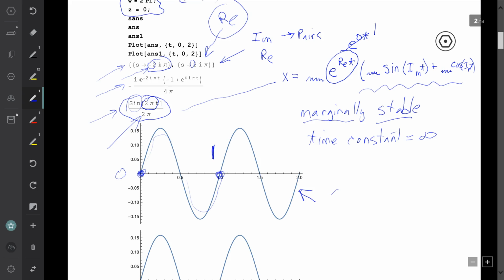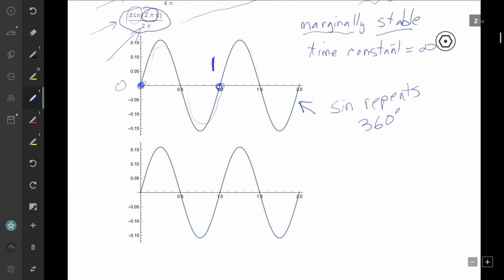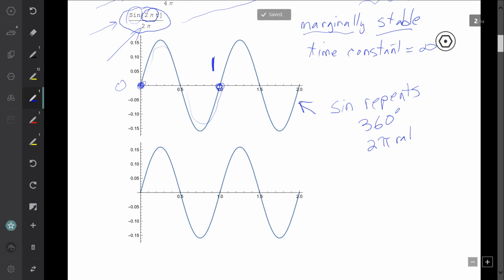The sine and the cosine repeat at 360 degrees. Every 360 degrees it repeats. 360 degrees is 2 pi radians. So the sine and cosine will repeat every 2 pi radians. And so what I have here is a sine, and the number is 2 pi times time. That's the solution. So this thing will repeat whenever this thing goes every 2 pi.